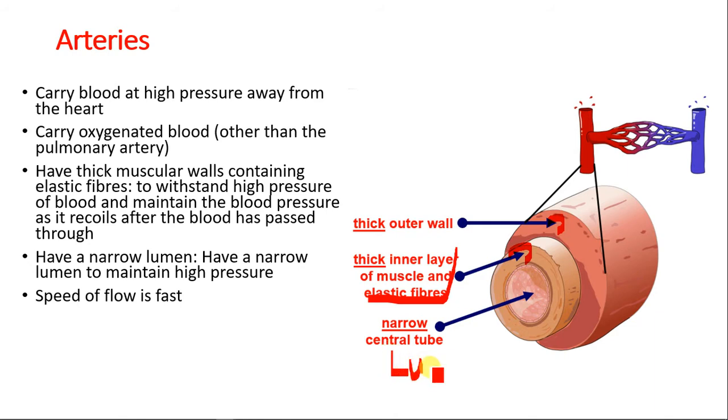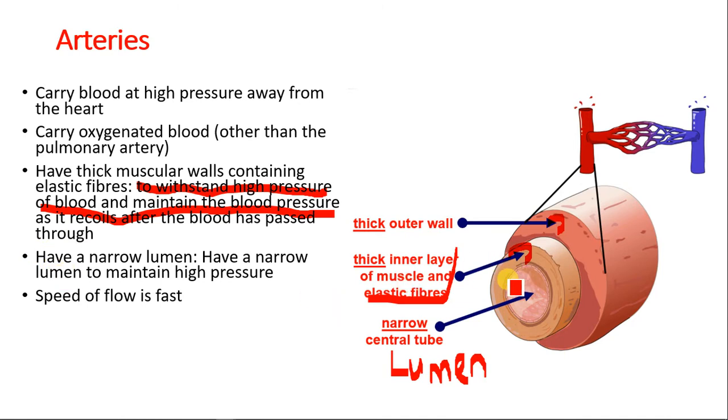It has a narrow lumen, but a thick muscular wall containing elastic fiber, and the function is it helps to withstand the high pressure of blood and maintain the blood pressure as it recoils after the blood has passed through it. So you should take note, blood in the artery moves at a high pressure because it takes blood away from the heart at high pressure, and it does not contain valves.